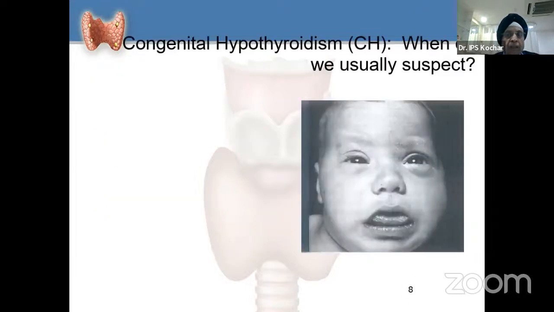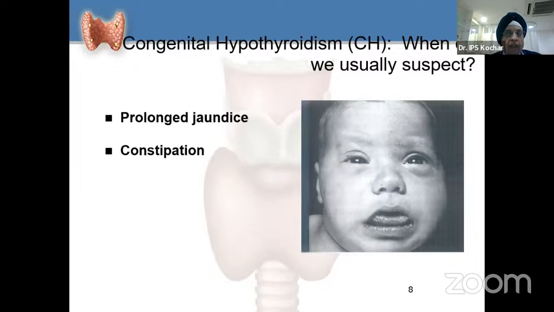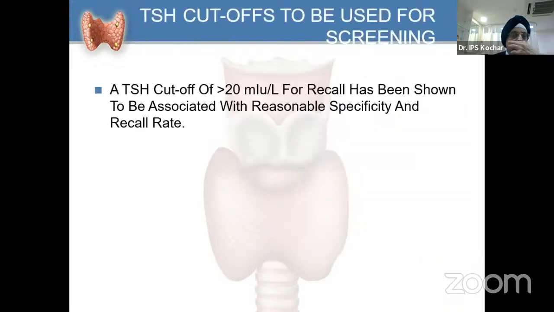So first, what is congenital hypothyroidism? When should you suspect it? When the baby has prolonged jaundice, constipation, coarse facies, or an umbilical hernia. For any newborn, we take a TSH cutoff of 20. If the TSH is more than 20 in a newborn, on cord blood or a dried blood sample, you should recall the baby to confirm whether this is congenital hypothyroidism. This gives reasonable specificity and sensitivity, and that's why a TSH of 20 is taken.